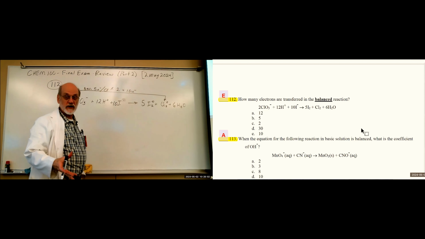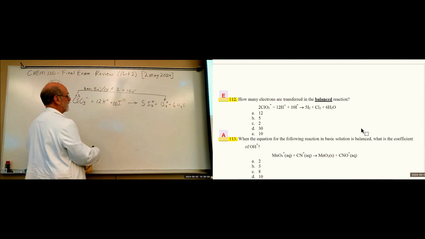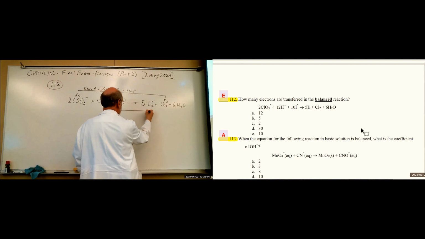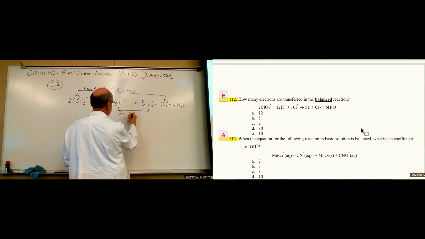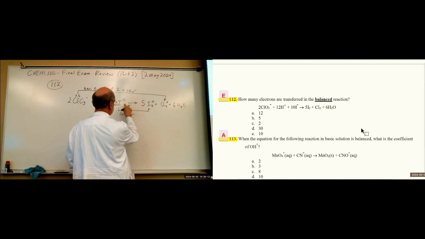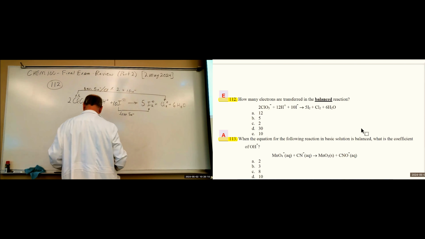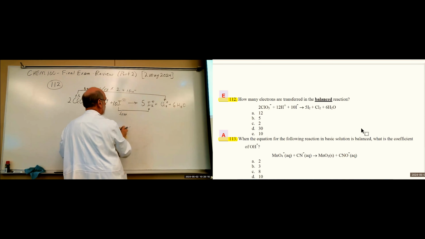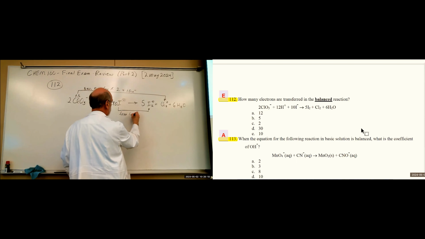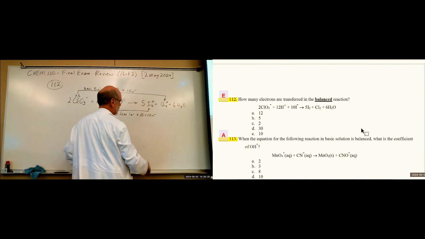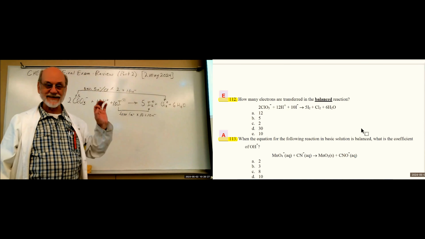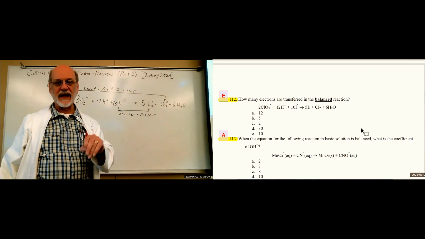Now that should answer the question, but we want to be sure. So if we go from this one to this one, that means a loss of, actually, no, loss of 1 electron from here to here. Times how many iodides? Times 10. 10 electrons. There you go. So it's confirmed. 10 electrons moved in this balanced equation.